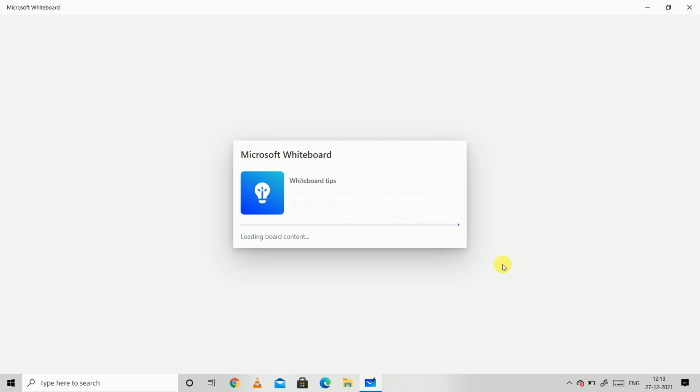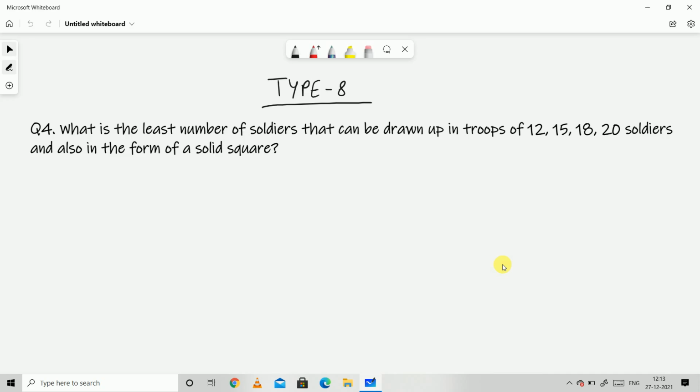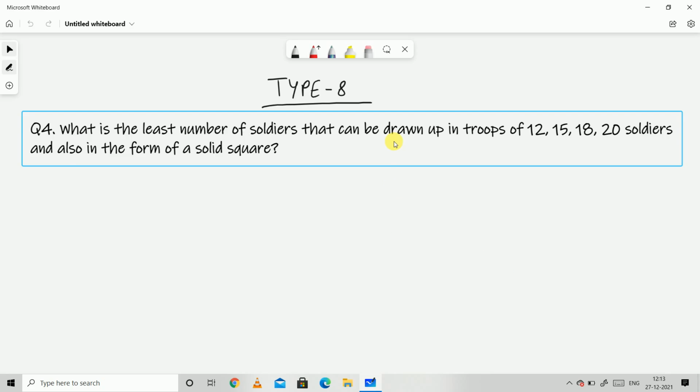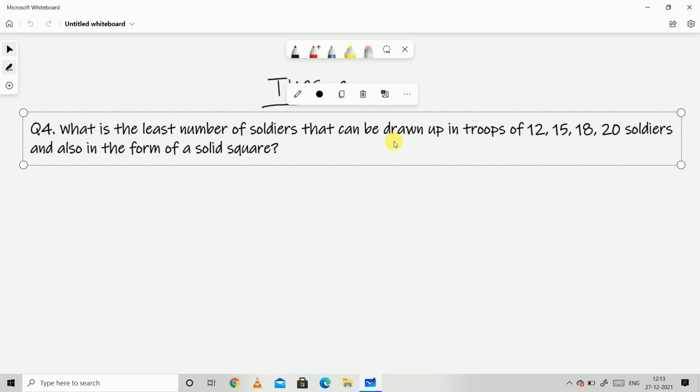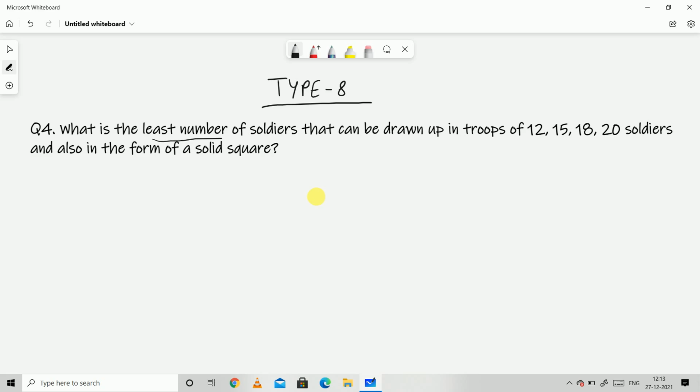Okay, so here is our question. What is the least number of soldiers that can be drawn up in the troops of 12, 15, 18, 20 soldiers, and also in the form of a solid square? Okay, so again the least number is a hint that you need to find out the LCM, and also it is saying that it can be drawn in troops of 12, 15, 18, 20 soldiers.